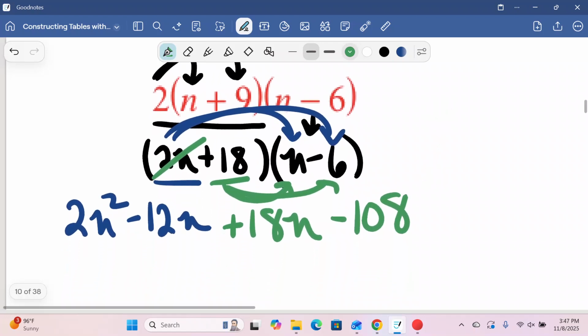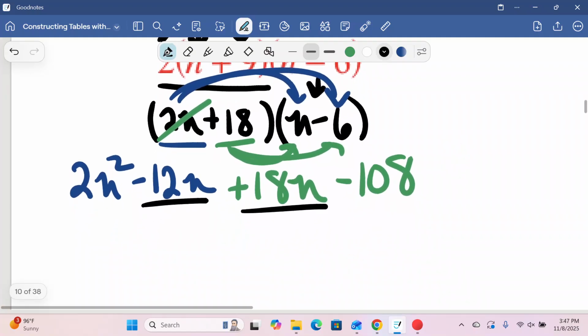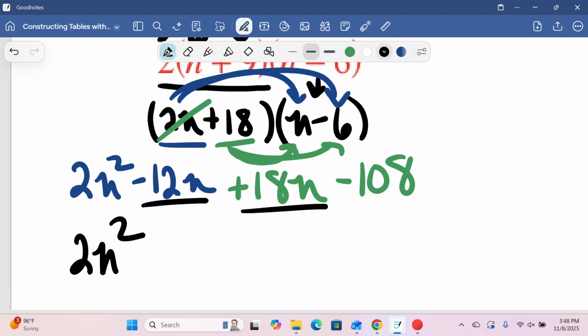Now I'm going to underline by combining like terms. I'm going to have the negative 12n and the positive 18n. I'm going to go ahead and bring down the 2n. So this is my 2n squared. And this is going to be a fun quadratic to graph because we're going to have a lot of things going on with this quadratic. And then I have a negative 12n and a positive 18n, so that gives me a positive 6n. And then that gives me a 108.